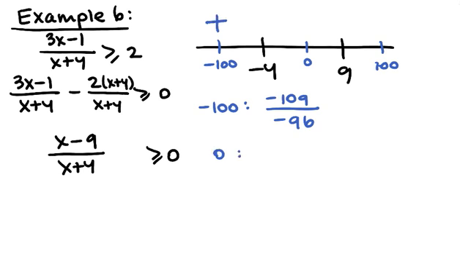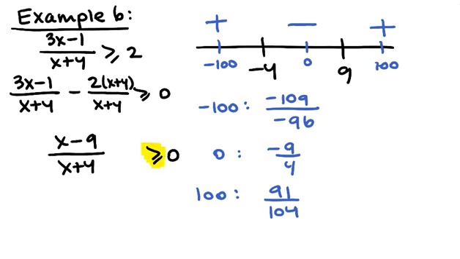X equals 0. Okay, I'll have -9 over 4. We like 0. That one's really easy. So that one's negative. And then x equals 100 is going to be, well, 91 divided by 104, which is indeed a positive number. So I've kind of set it all out. But the one thing that I have to do at this point is when you have greater than or equal to 0, you have to test the edge points as well.